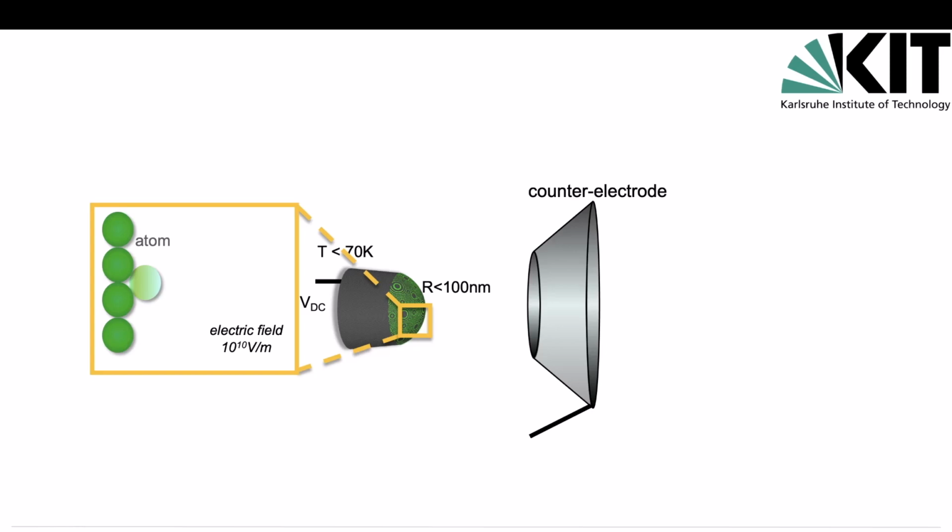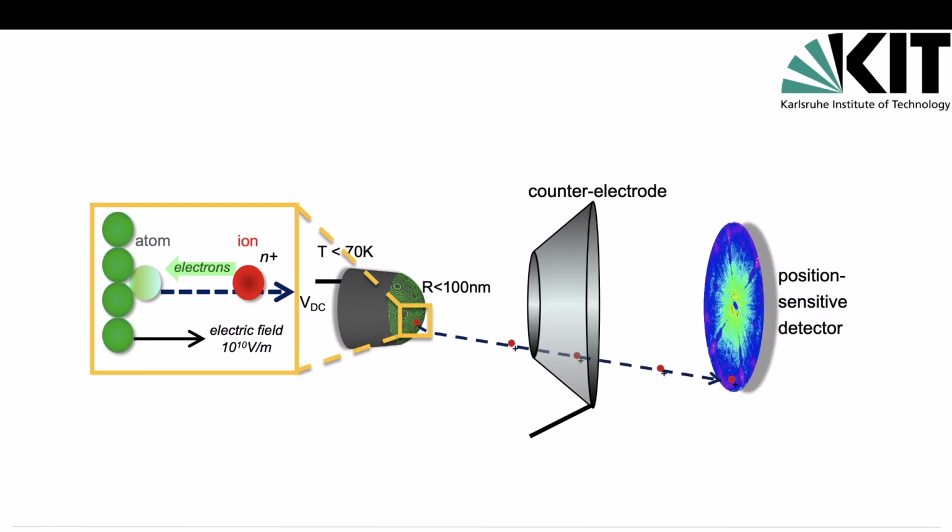Because of this huge electric field, the electrons in the surface atoms get drained, and the electrons are finally moved into the metal itself, converting the atom into an ion. This process is called field evaporation. And this ion now gets repelled towards a position sensitive detector, on which the XY positions of the impact of the ion are recorded.